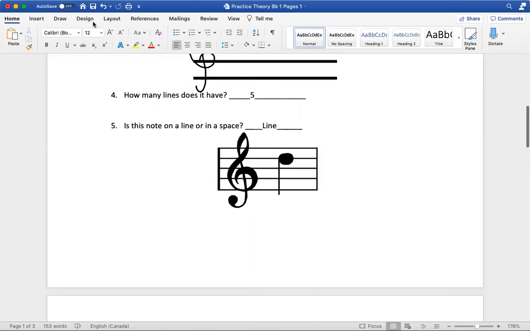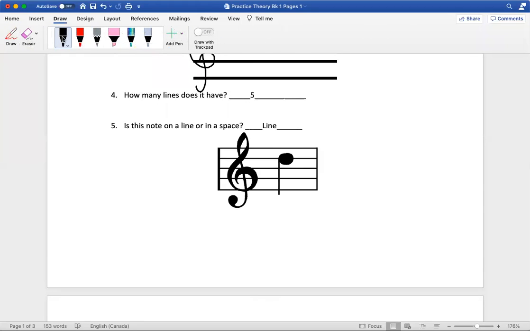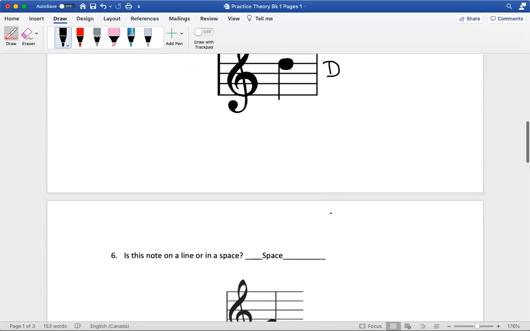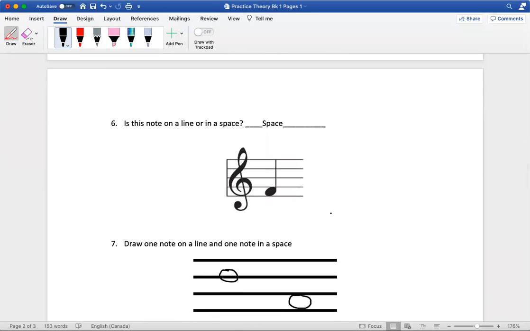Now, here is another little challenge. What note is this? I'll give you a minute to figure out on your own. Let's count it. Every good boy deserves. This is a D. And is this note on a line or space? We said it was a space. So what do we use to count our spaces? We use the faces in the space. F, A, C, E. This is the bottom. This is an F.